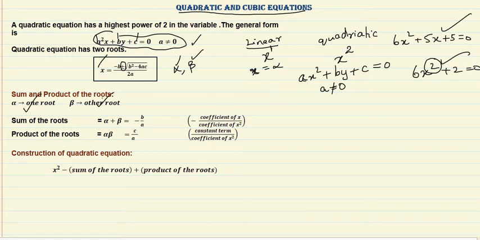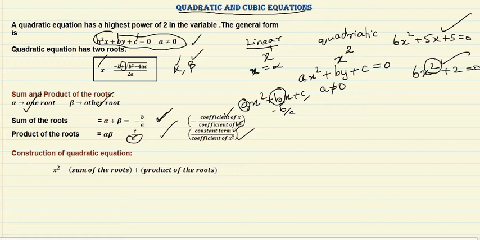In the next step we are going to learn about the sum and product of the roots. The formula for the sum is minus b by a. Alpha plus beta is equal to minus b by a. In ax square plus bx plus c, we have minus b by a: minus the coefficient of x, which is b, so minus b, divided by the coefficient of x square, which is a. And the product of the roots, alpha beta, is c by a: the constant term c by the coefficient of x square, which is a. Understood? Just memorize these formulas.